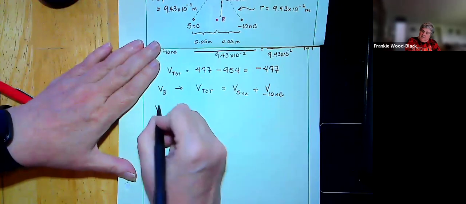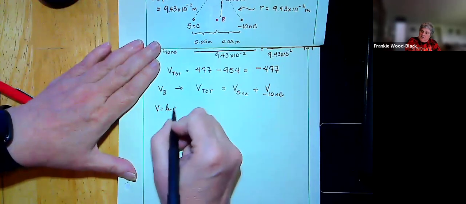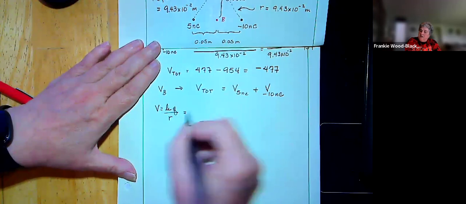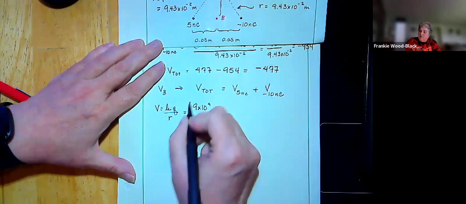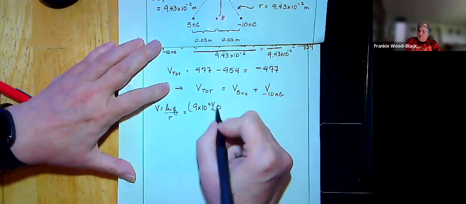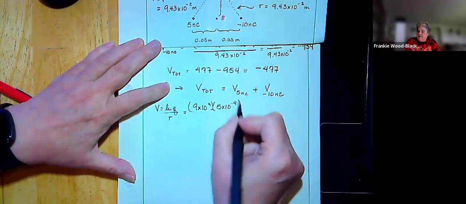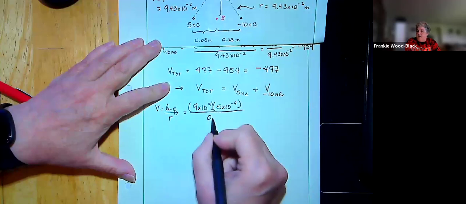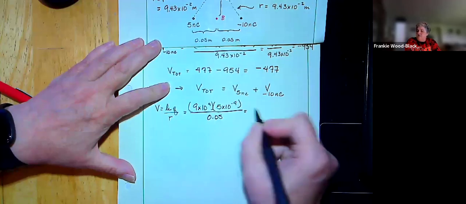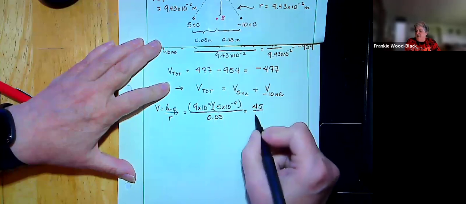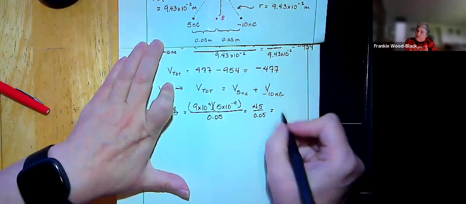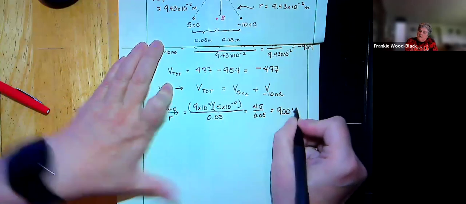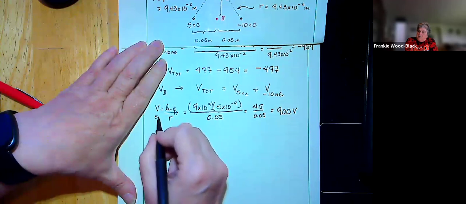Except this time when I punch in my numbers, I get V is k Q over r. Except this is going to be the same. I get my 9 times 10 to the 9th, I have my 5 times 10 to the minus 9. Except now I'm going to be doing my 0.05. So I get my 45 divided by my 0.05, and that equals 900 volts. And that's for my 5 nanocoulomb one.